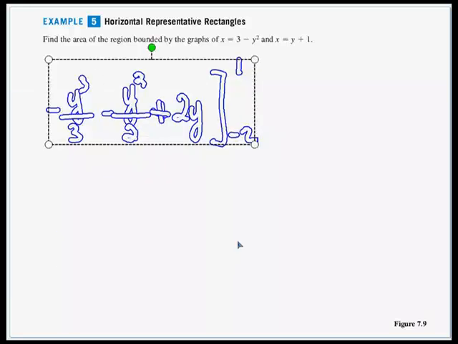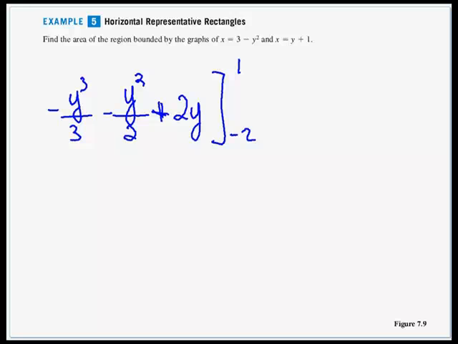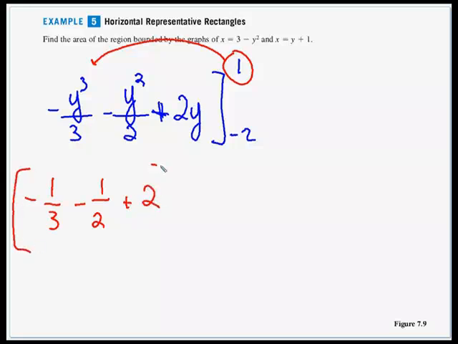Again, neither of our upper or lower limits is 0, so we are going to actually do a little work here. This 1 is nice, though. When we plug that 1 in for any y, we're going to get negative 1 to the third is 1 over 3. Minus 1 squared is 1 over 2, 1/2. Plus 2 times 1 is 2. There's our upper limit evaluated. And then we are going to subtract from that our lower limit evaluated.